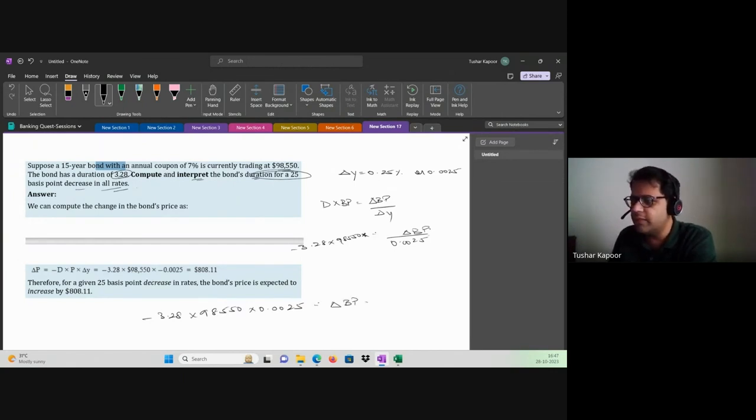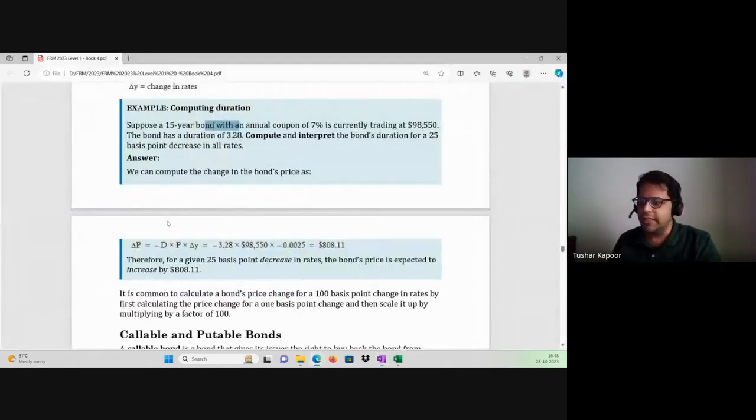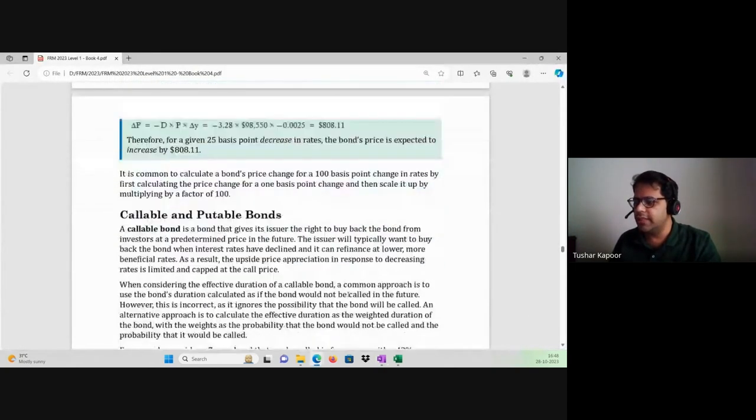Now, of course, we know that if the yield decreases, it's going to increase the bond price. So first of all, whatever my answer is, I'm going to say it is going to be an increase. Now, this is the answer that's been given with the multiplication. So I would definitely say that this is the price increase. 801.811 is expected to increase by $808.11. Okay, so let's go to our next question.